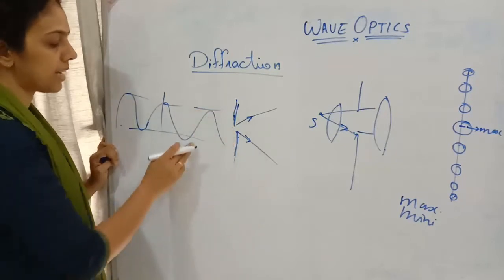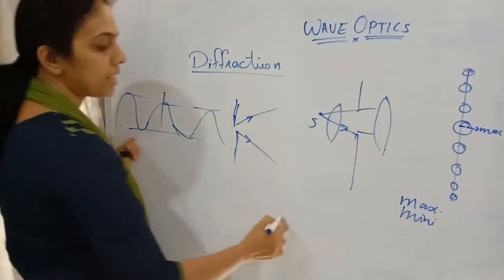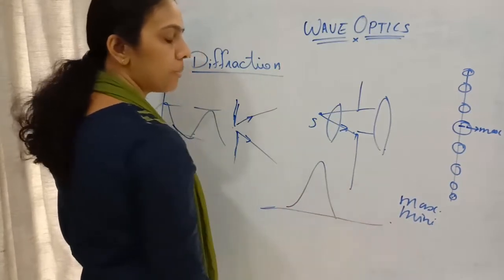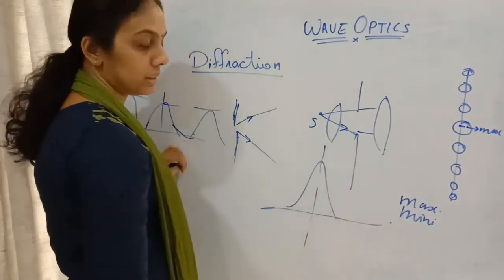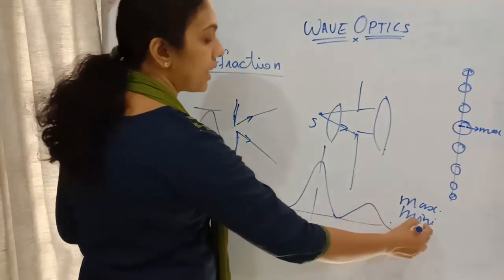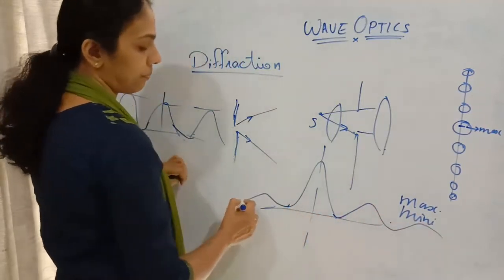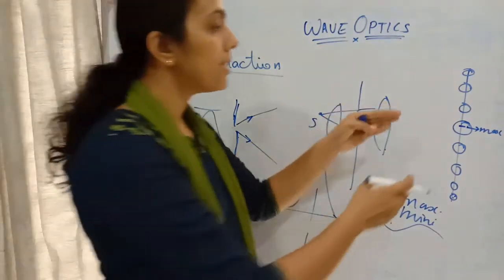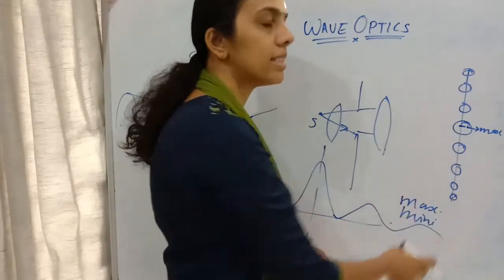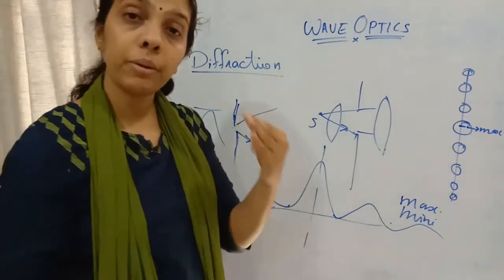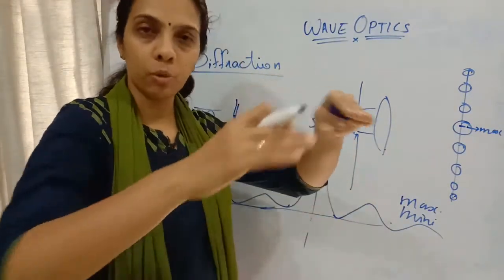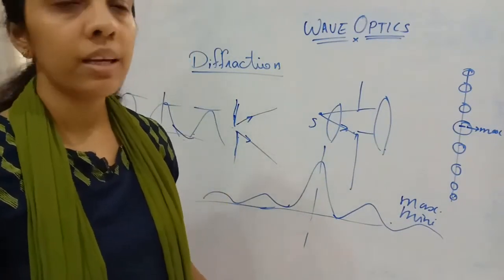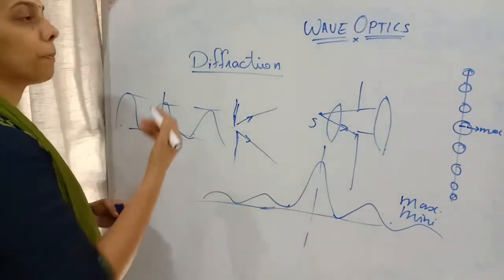Intensity is the same in interference. But in the diffraction pattern, the center will be at the maximum position, and on both sides the intensity will decrease as we move far away from the center fringe. At the center fringe we get the maximum value, but as we move away, the intensity decreases. And what will be the path difference?